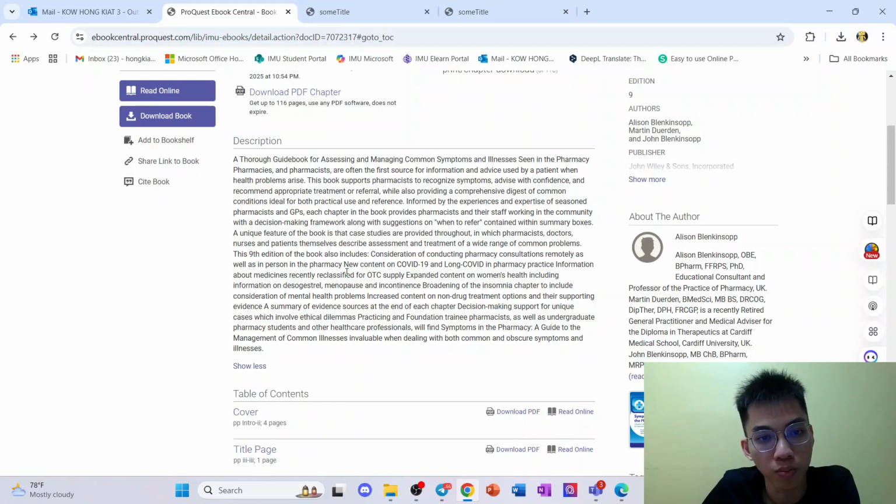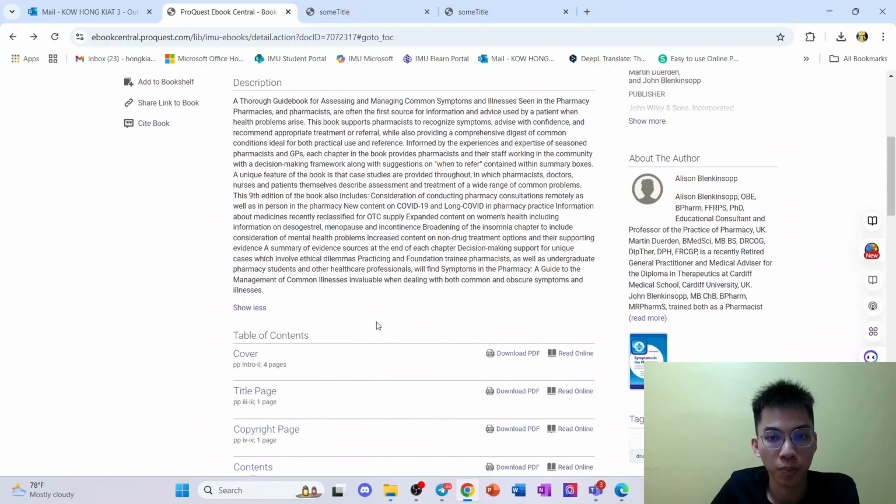This ninth edition of this book also includes consideration of conducting pharmacy consultations remotely as well as in person in the pharmacy. New content on COVID-19 and long COVID in pharmacy practice. Information about medicines recently reclassified for OTC supply. Expanded content on women's health, including information on contraception, menopause, and incontinence. Broadening of the insomnia chapter to include consideration of mental health problems. Increased content on non-drug therapy options and their supporting evidence, a summary of evidence sources at the end of each chapter, and decision-making support for unique cases which involve ethical dilemmas.